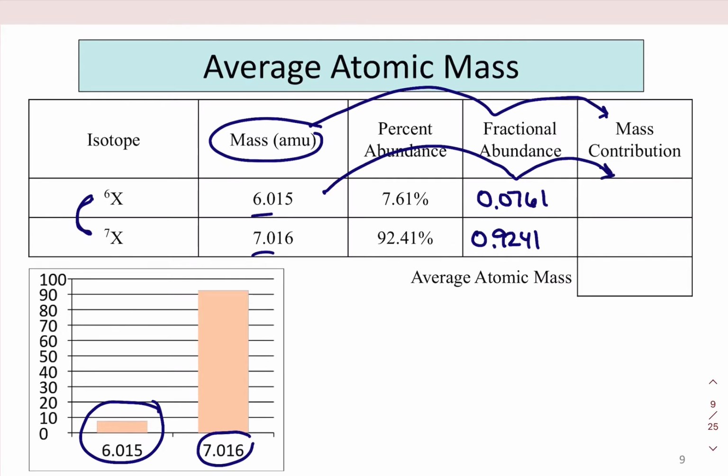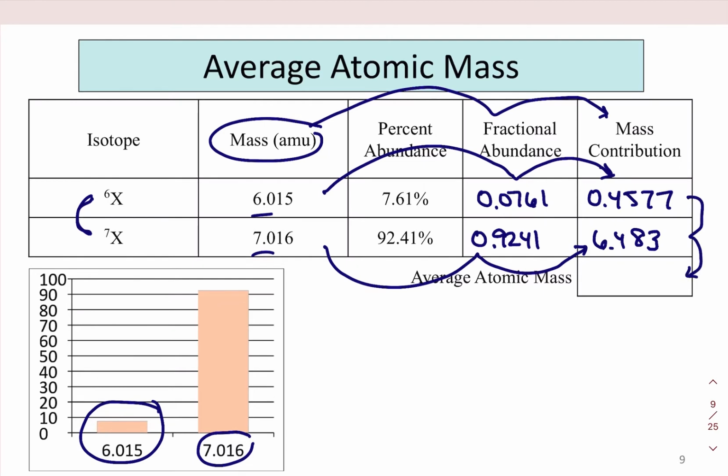So 6.015 times 0.0761 gives me 0.4577. That'll be good enough for what we need. And then we're going to take the 7.016 and multiply that times 0.9241. So this guy times this one is going to give us this guy. And that gives us 6.483. And then what we do is we take this one and we just add them together.